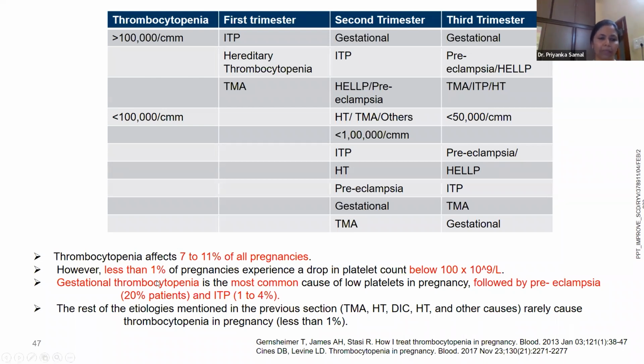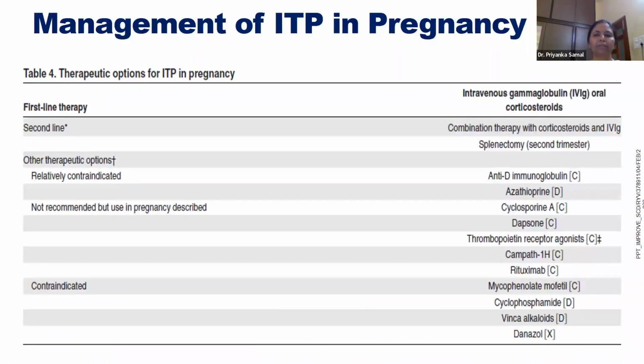So we talked about it. Gestational thrombocytopenia is most common, followed by preeclampsia and ITP. And gestational thrombocytopenia usually resolves after the pregnant lady has delivered. So ITP is also important because it is the second most common cause. And what are the therapeutic options for ITP in a pregnant female?